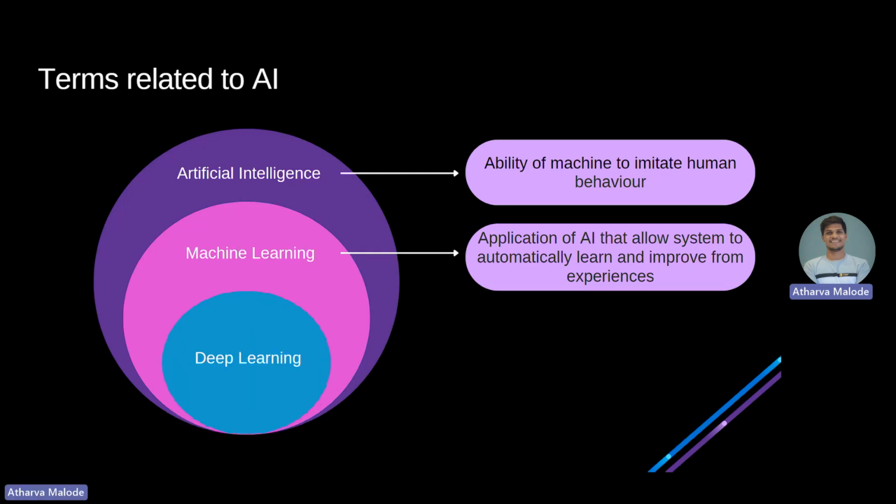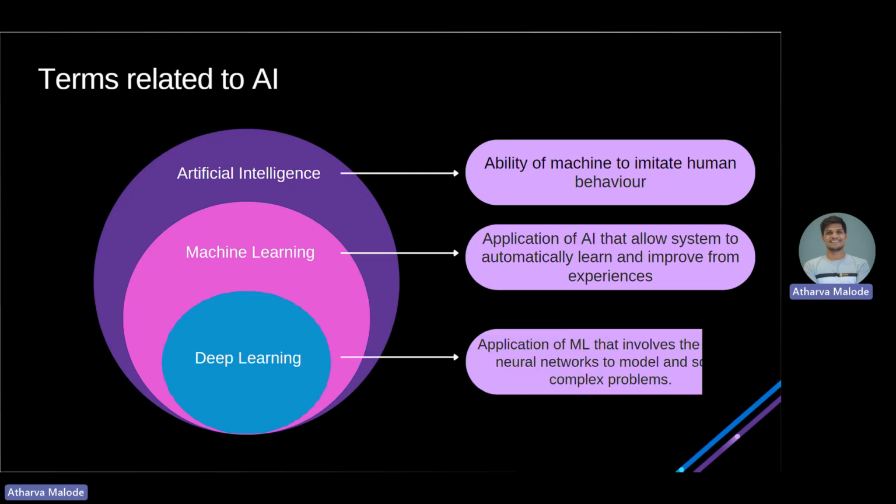Let's talk about deep learning now. What is deep learning? Deep learning is a field of machine learning, but in machine learning we are trying to solve a problem. Deep learning is also solving the same problem, but in a more accurate way, with more precise and good results. I hope you all got what deep learning is. And what is the difference between machine learning and deep learning? You can say deep learning is a subfield or application of machine learning that involves the use of neural networks to model and solve complex problems.